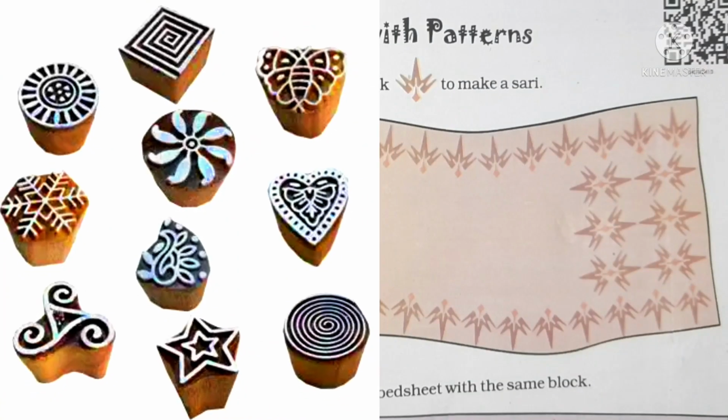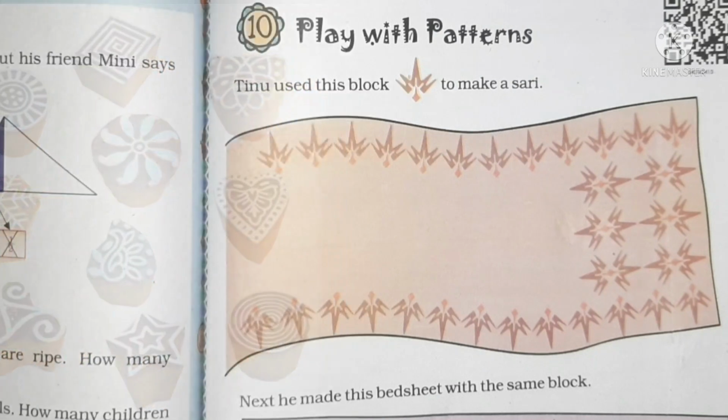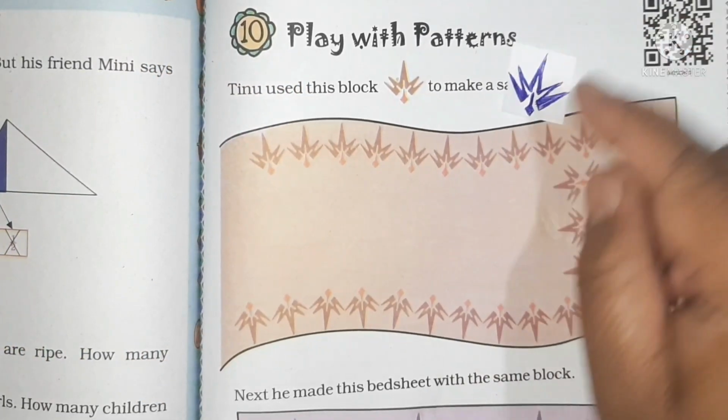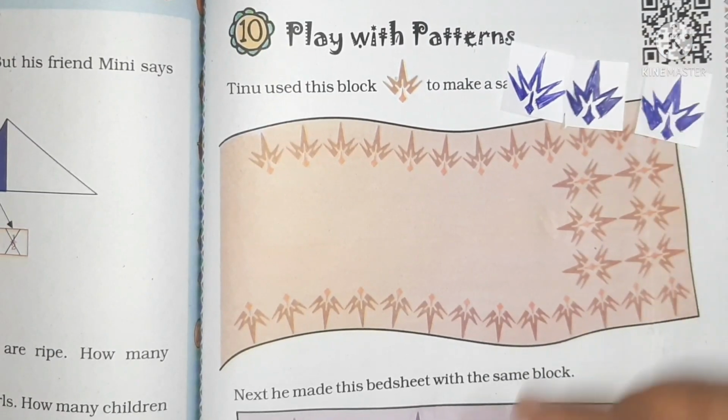Children, here you can see blocks. And in these blocks, you are able to see different designs are made. Now we can use these blocks to make various beautiful patterns. Now, let us see how Tinu has used this block to make a beautiful pattern on a sari.